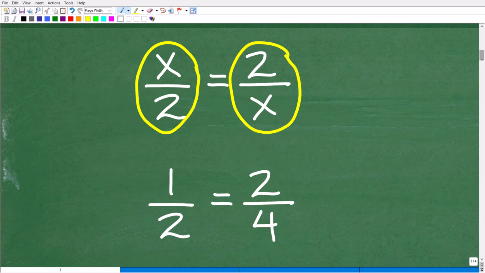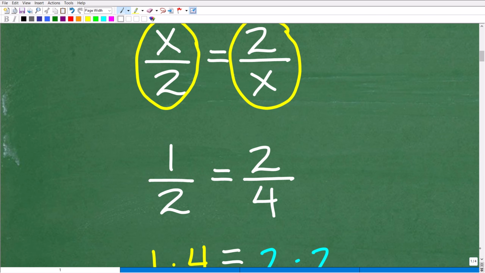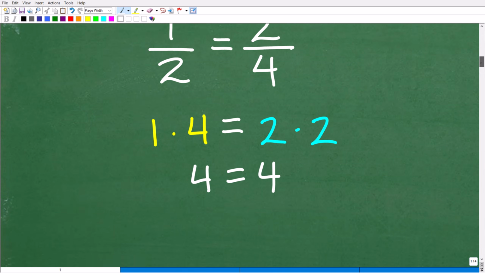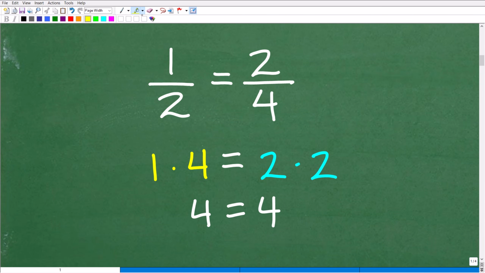Now, let's take a look at a simple example of one fraction that's equal to another fraction. How about 1/2? Can we think of a fraction that's equal to 1/2? Sure, something easy like 2 over 4, because 2 over 4 we can reduce into the fraction 1/2. The value of both of these fractions is the same. They are the same value, just different fractions, but they are equivalent. So again, this is a proportion.